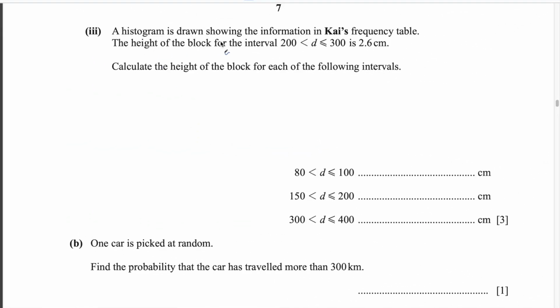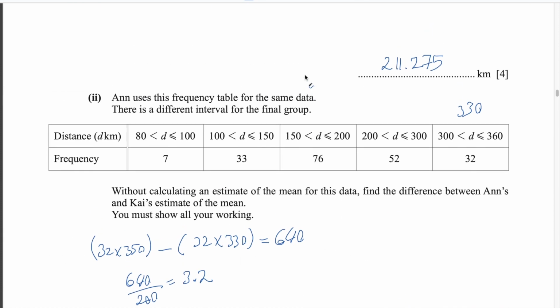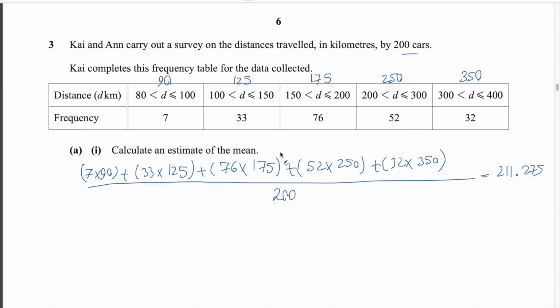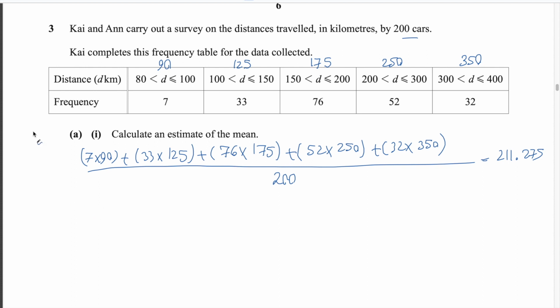Next part says a histogram is drawn showing the information in Kai's frequency table. The height of the block for the interval 200 to 300 is 2.6. Calculate the height of the block for each of the following intervals. Listen, in order to construct a histogram, you need to find frequency density. So I write here frequency density is the ratio of frequency over class width. Okay, for the first one, the frequency is 7 divided by class width. Class width is the difference between upper and lower boundaries, so it will be 7 over 20.